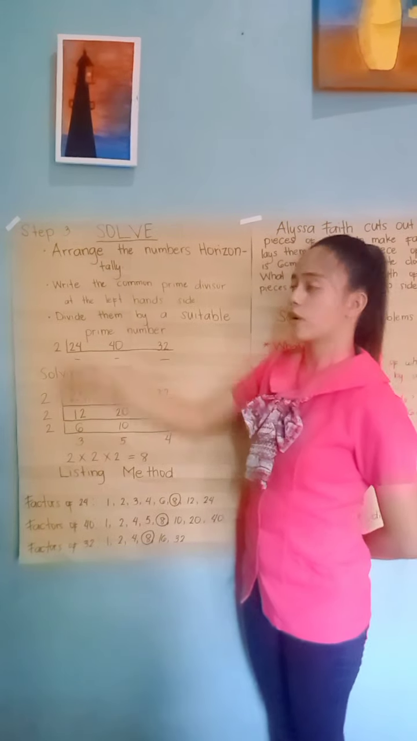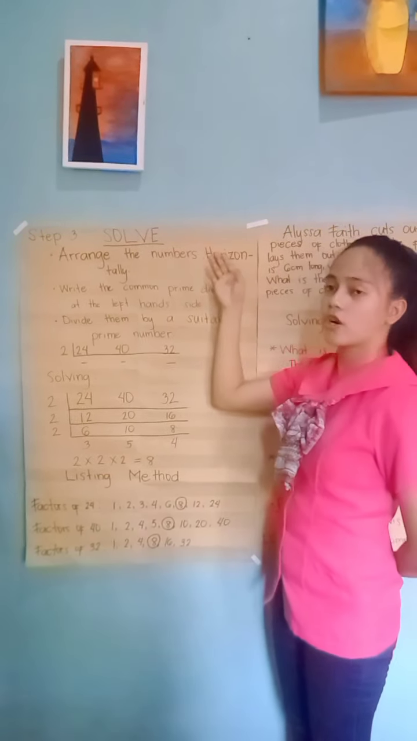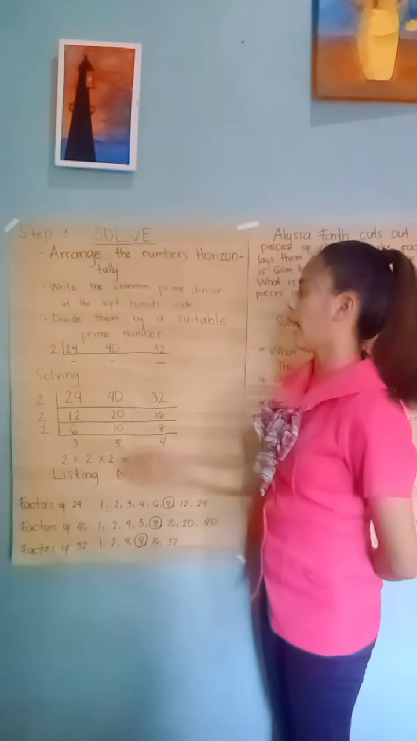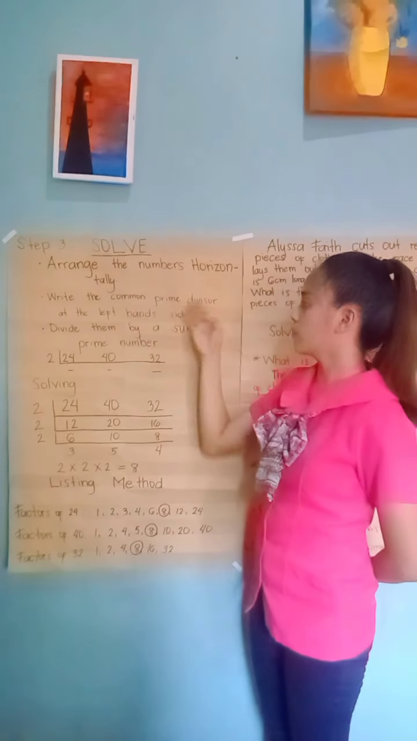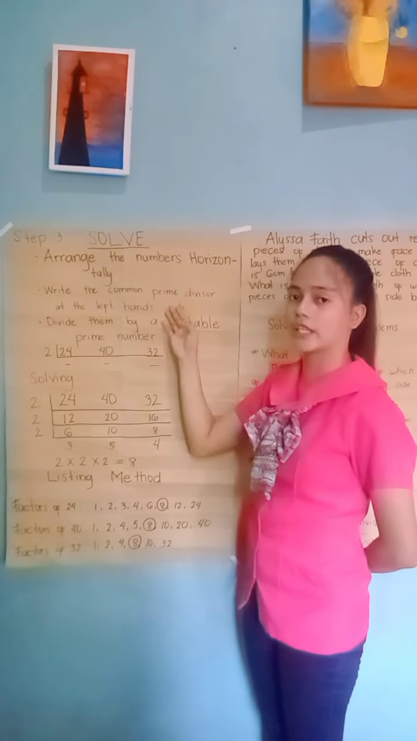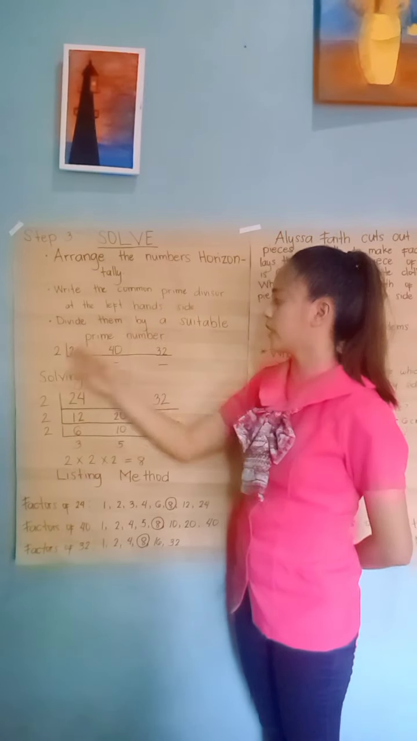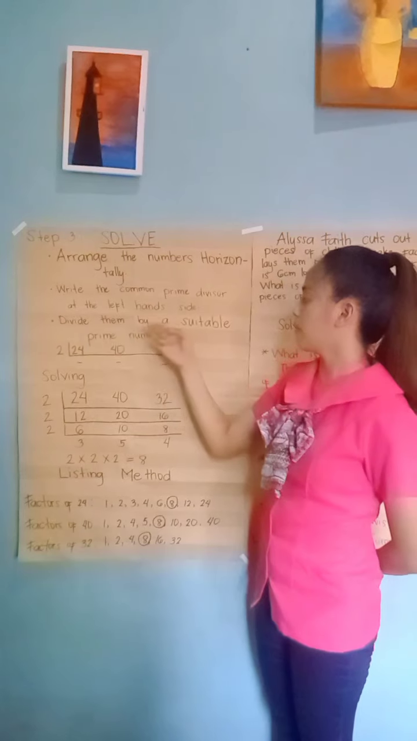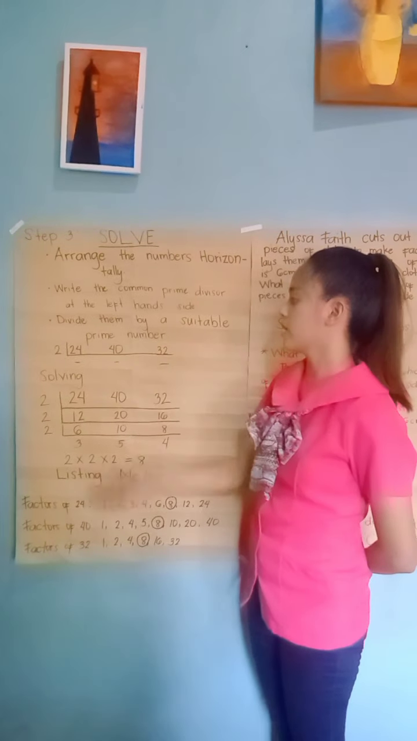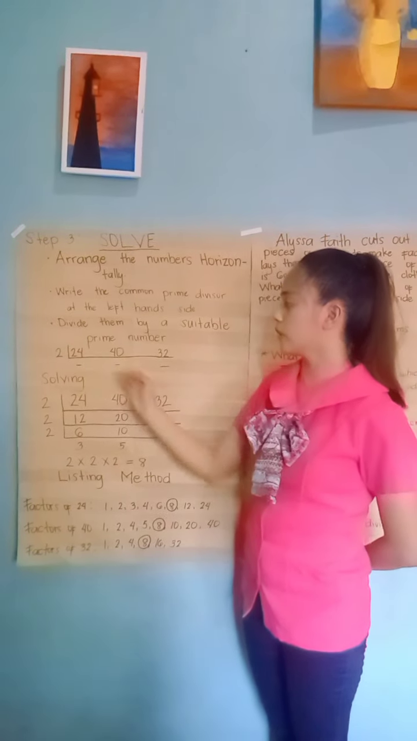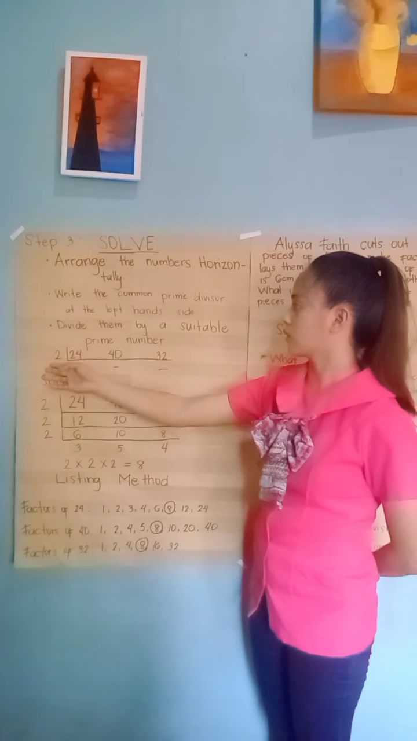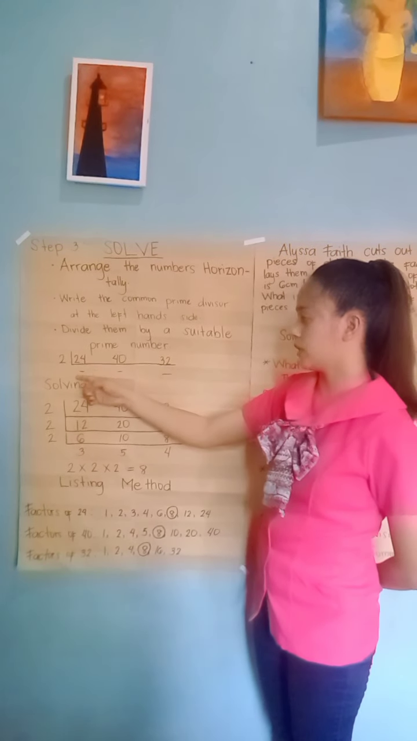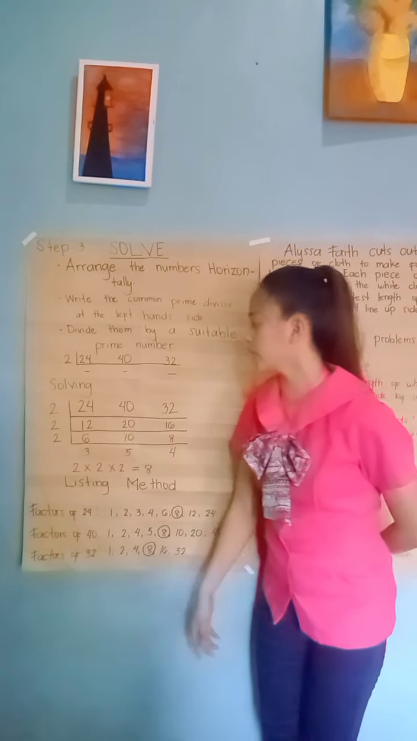Step 3, solve. First, arrange the numbers horizontally. 24, 40, and 32 pahiga. Second, write the common prime divisor at the left-hand side, which means yung prime divisor natin, nilalagay natin siya sa left side. Next is, divide them by a suitable prime number. So, i-divide natin yung given numbers natin sa common factor. So, 24 divided by 2 is, lalagay natin yung sagot dito sa may quotient. So, let's proceed in solving.